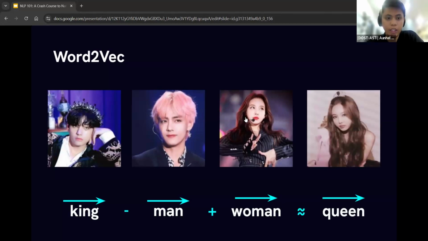be equivalent, not equal, equivalent to, but close enough to the vector representation. But we take note that this is not the equal sign. That's because it could also be a princess, it could also be a duchess or things like that. Well, the closest would be the queen, of course. So I hope you're getting the gist of this. So with word2vec, you can do vector operations.